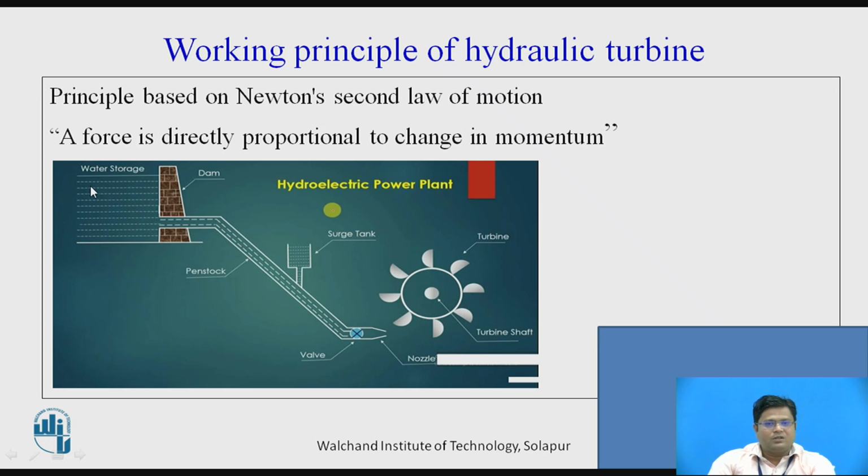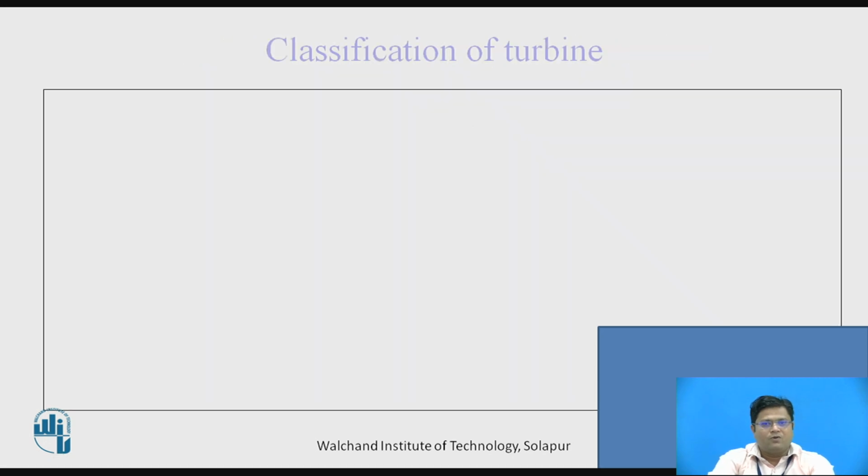So here we convert the potential energy of water into pressure energy and kinetic energy, then it is converted into the mechanical energy, that is nothing but rotation of this rotor, and then mechanical energy is converted into electrical energy with the help of generators. So this is the working principle of hydraulic turbine. Now we are going to discuss classification of turbine. The turbines are mainly classified according to four types.